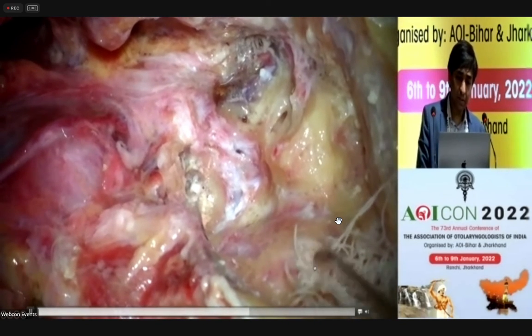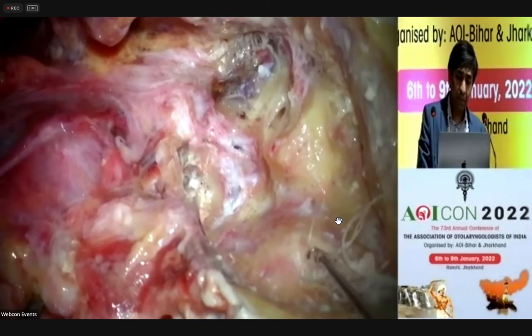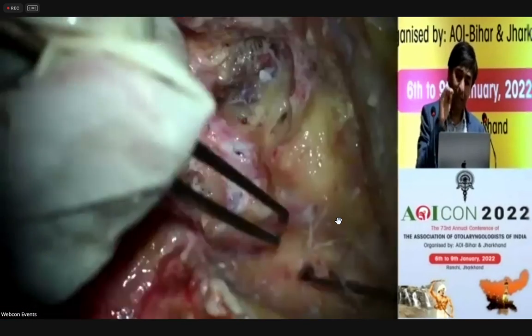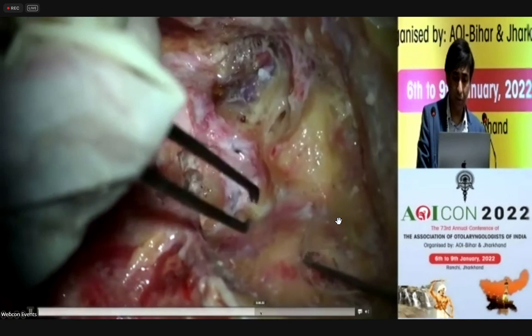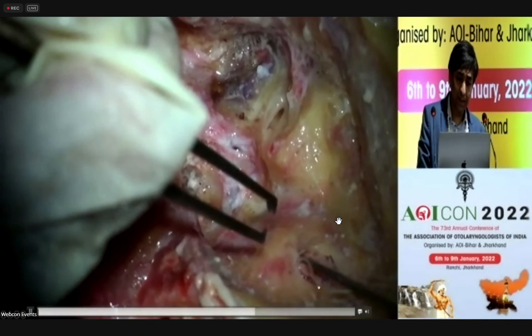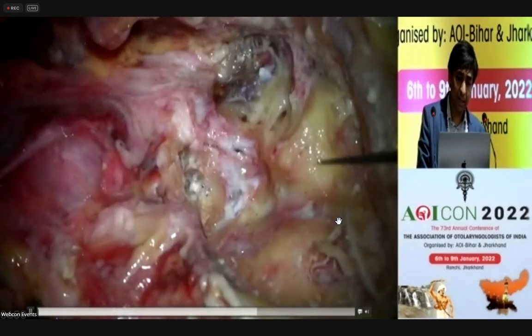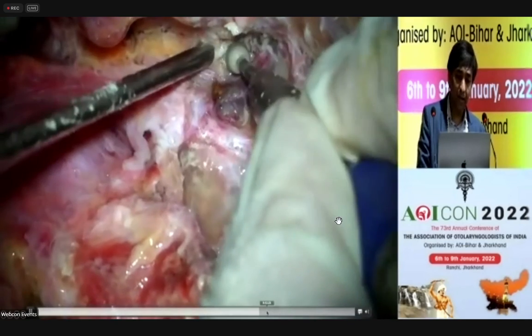This is the sigmoid sinus closure, the proximal part. So this is the space, and you use Surgicel, doing an extraluminal packing between the bone and the sigmoid sinus carefully. If you do this carefully, there won't be any bleeding, but if it bleeds, go inside and close the whole thing intraluminally as well. Not a problem. I prefer to do this in two places just to be sure there is no backflow. I do it here and lower down as well, so there won't definitely be any backflow.